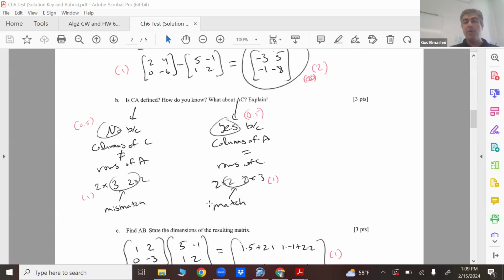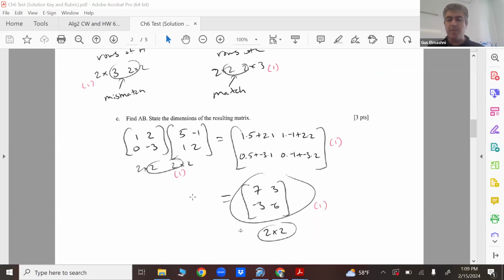I'm asking to find the dimensions of both CA and AC. Some of you just did CA, which is kind of weird because I'm asking for both. So yes, CA is not defined because you have 2 by 3 times 2 by 2. AC is defined because you have a 2 by 2 times 2 by 3. So if the inner dimensions match up, or the columns of the left matrix and the rows of the right matrix, it's good. Not good.